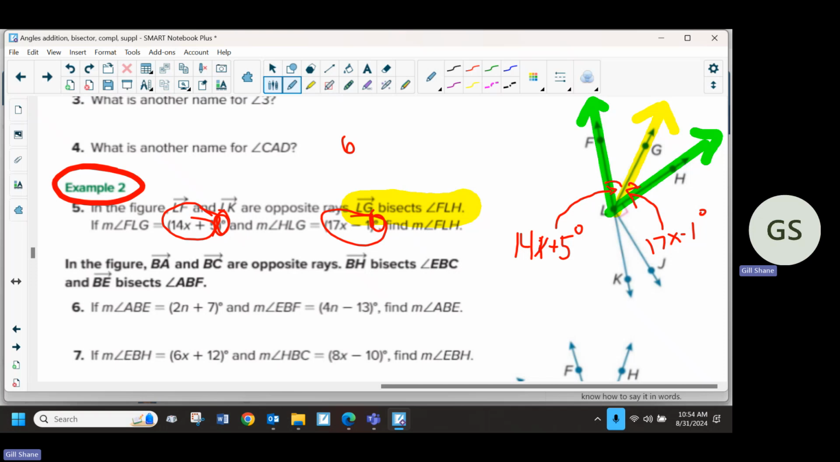So if you've gone through the concept and you get how to say it in words, then that angle has to be the same measure as that angle. It has to be congruent. Or more specifically, the angle on the left has to equal the angle on the right. That's what bisect means. Then you just set them equal. The angle on the left is this. The angle on the right is this. That is your equation. I've already done videos on algebra, so I'm just going to quickly solve it.